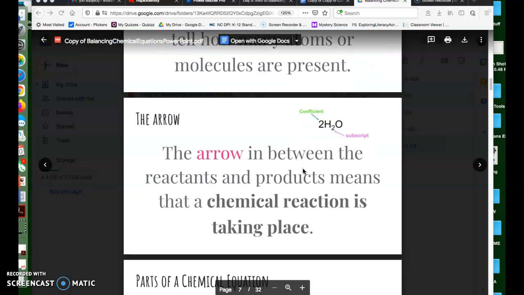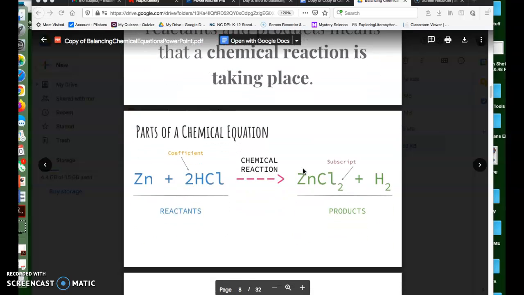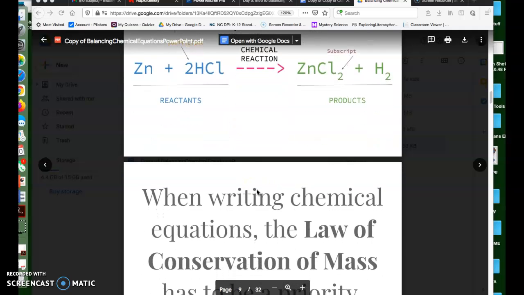The arrow again indicates that there is a reaction taking place between my reactants. Remember, that arrow means yield or to produce, because a chemical reaction produces something new. So here we go. We've got our reactants here on the left side. We've got our products on the right side. Our subscripts are the little numbers right down here. We've got 2 of them. And our coefficients are the bigger ones before it. Again, that pink arrow here means yield.